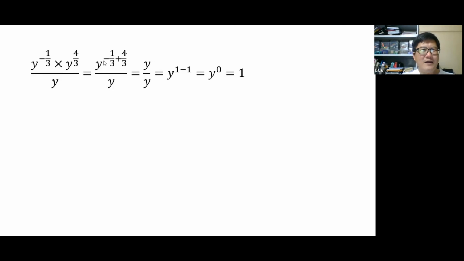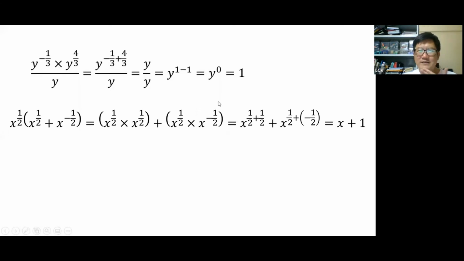And that's y to the power of minus 1 over 3 plus 4 over 3, because it's a multiplication here. So that gives you y to the power of 1. All right, and divided by y to the power of 1 again. All right, so that's y, 1 minus 1, y to the power of 0, and that gives you 1. All right, you could have just canceled it and said 1. All right, but I wanted to do this to show you, since we are on the topic of indices, that even if you do it not by the cancellation way, by the method of indices, you would end up with a 1.